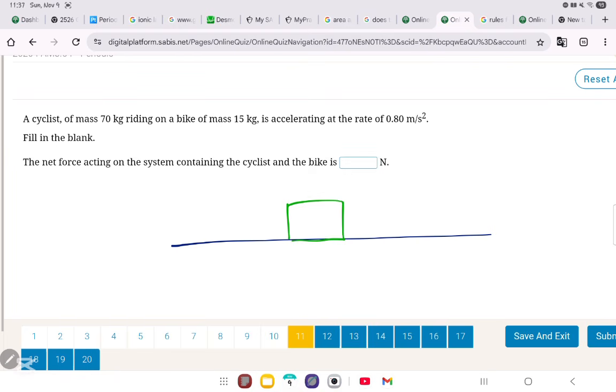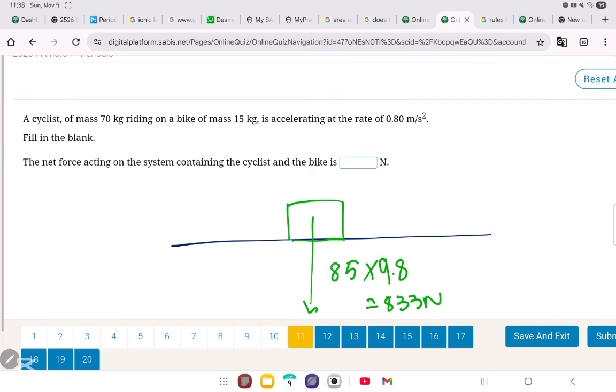So in total, their mass is going to be 70 plus 15, which is 85, okay? 85 times 9.8, because if they don't give you the value of g, it's always 9.8. So it's going to be 833 Newton. This is the force down, very important.